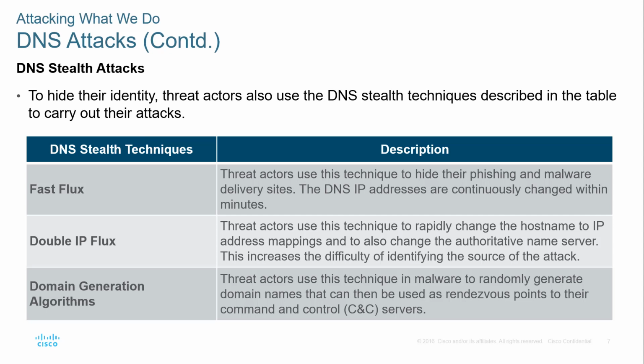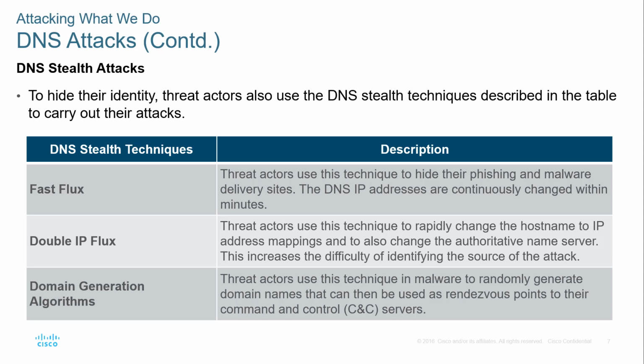Double IP flux is when a threat actor uses this technique to rapidly change the host name to IP address mapping and also change the authoritative name servers, the NS servers. This basically increases the difficulty of identifying the source of an attack. Basically, it makes it harder for the people that are analyzing the network traffic to see where the attack is actually coming from. Lastly is the domain generation algorithm.